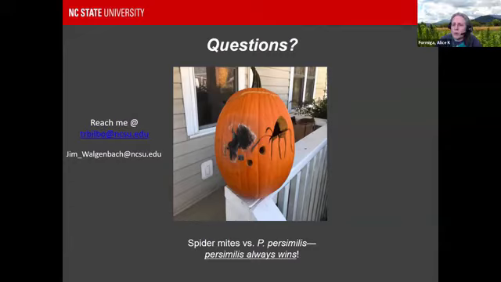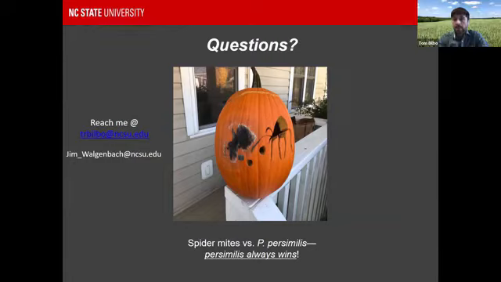Okay. Were the instructions that I believe it was Tom was talking about on how to apply the Persimilis, would that apply to a greenhouse as well? How would you adjust the application for a greenhouse?